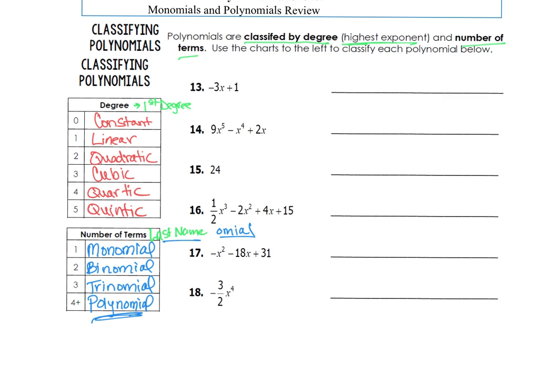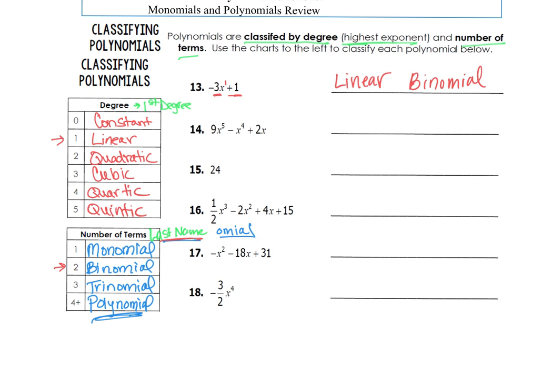So on number 13, let's go ahead and classify here. The first name comes from the highest exponent in the problem. So we have this 3x, its exponent is 1. There's no other variables in here. So degree of 1 means its first name is linear. Now, how many terms gives a last name, right? So there are 2 terms. 2 terms gives us a binomial. So this guy's name is linear binomial. That's how he classifies.